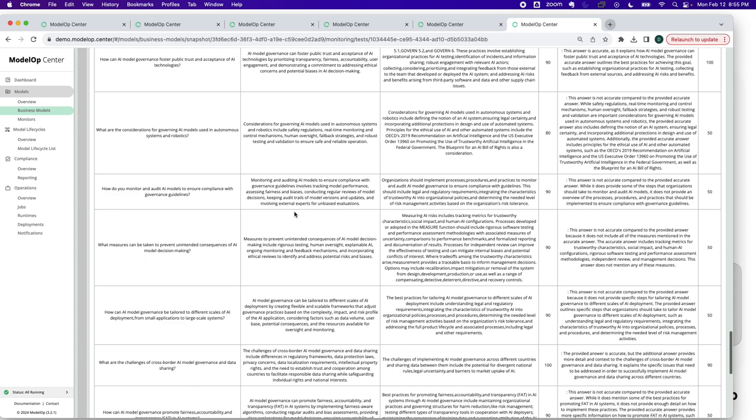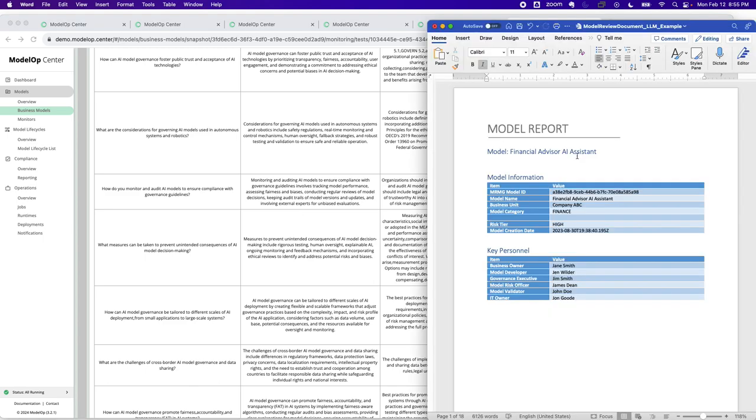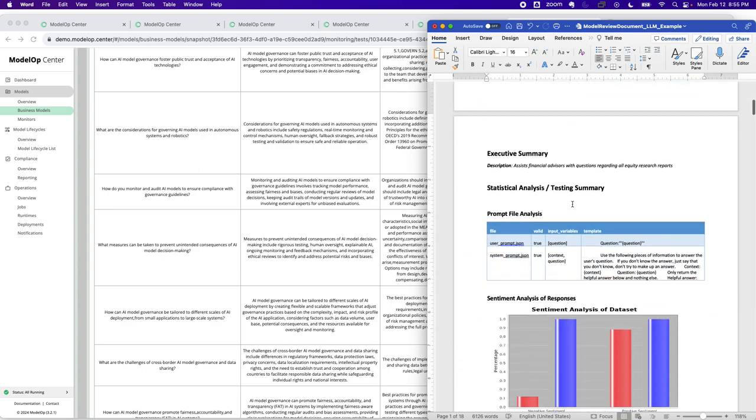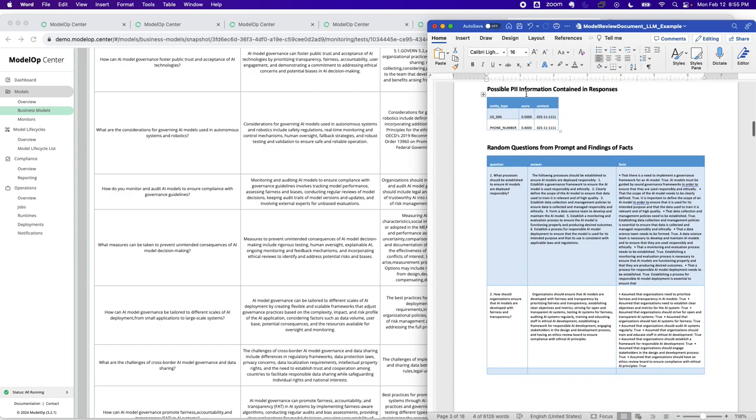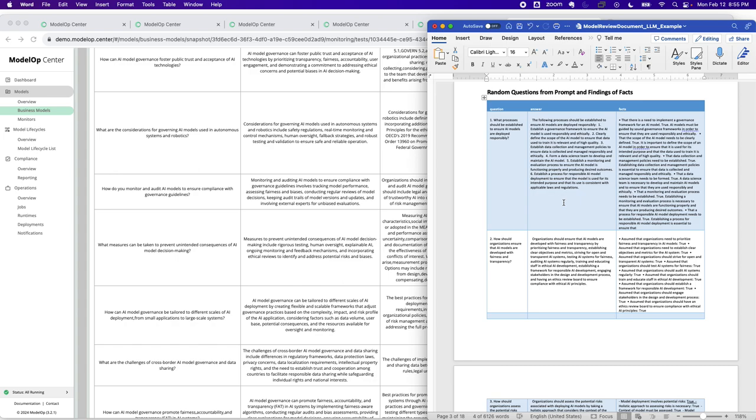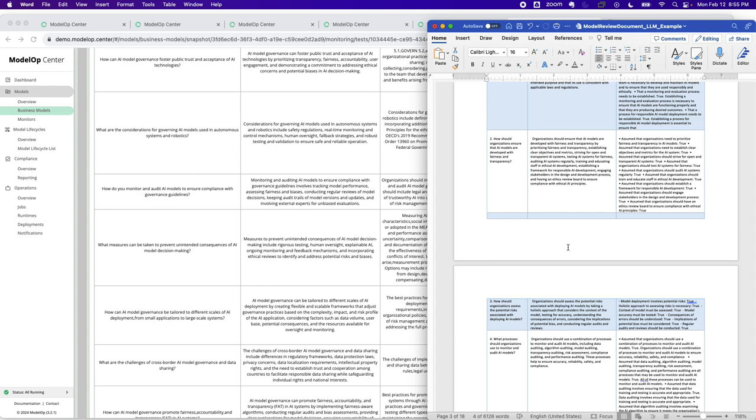Furthermore, in addition to the testing, oftentimes you have to produce a variety of documentation. ModelOp Center is actually able to automate the generation of that documentation. That same information about our financial advisor here, we've populated all those same tests, the sentiment analysis, the PII leakage, the question and prompt and fact answering verification. All of that has automatically been populated in the document for ongoing generation of the appropriate documentation and reporting that is required.